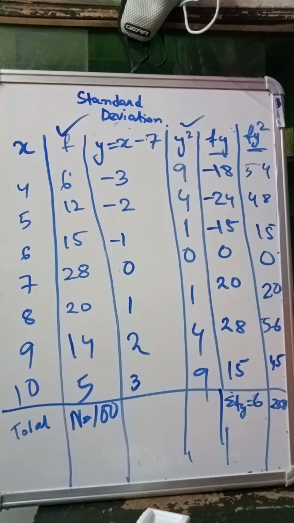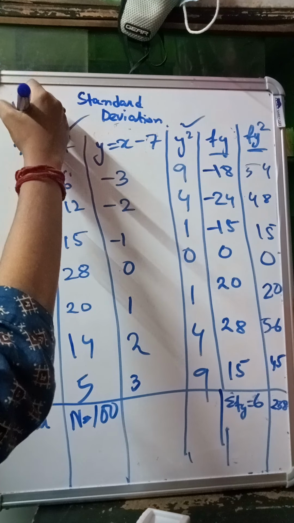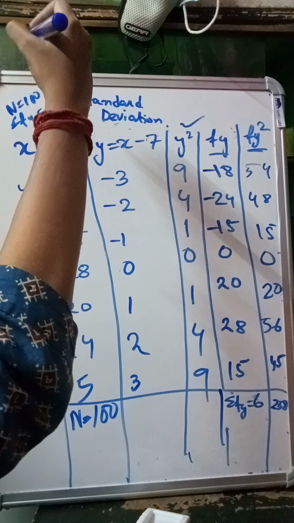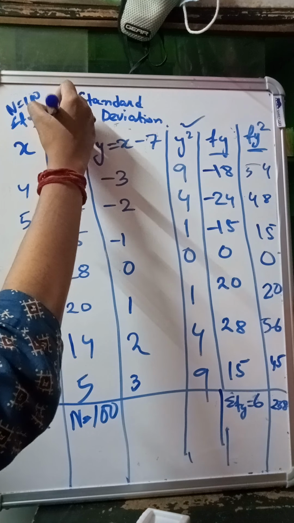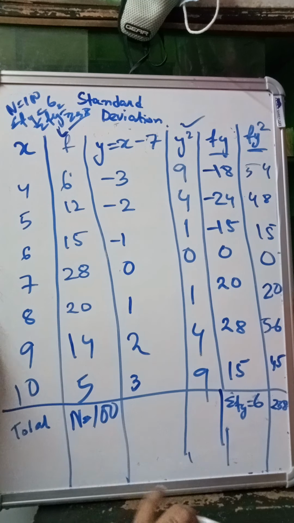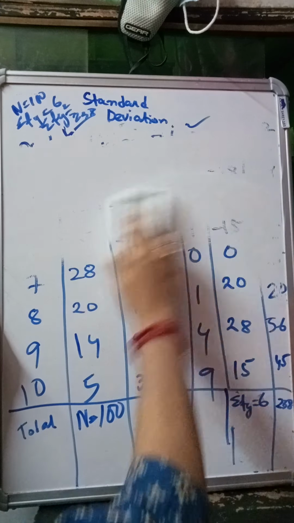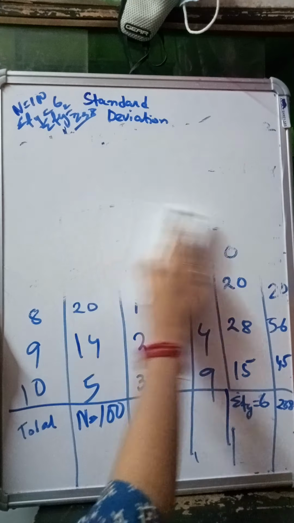So how many observations are there? 1, 2, 3, 4, 5, 6, 7. 7 observations are there. So here my n is 7. Okay, I hope this part is clear. So if I write what is needed, n is 100, fy is 6, and fy square is 238. I am rubbing this part, I don't require this now. I have already done the calculation. Now I just have to put in the formula and find the answer.